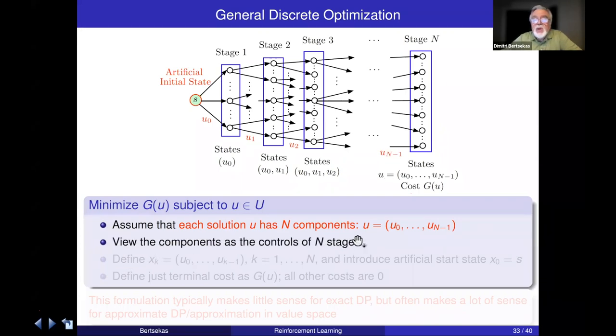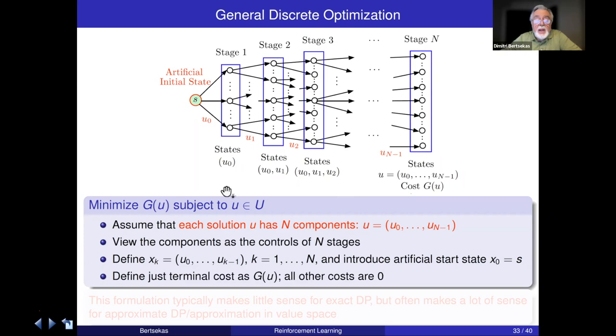View the components as the controls of the n stages and define as the state at the k-th stage to be the first k components. We introduce an artificial start state and we define the cost to be just the terminal cost, just g sub u at the terminal stage, and all other costs being zero. Okay, is there a problem with this formulation that you can see?